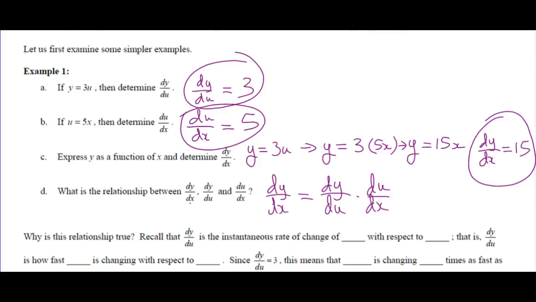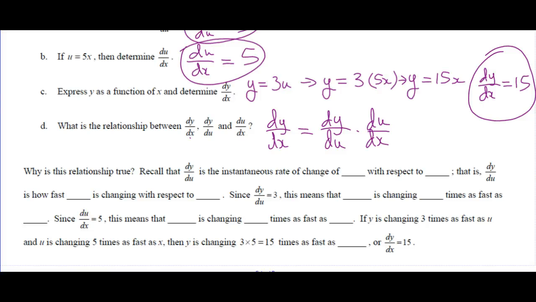So why is this relationship true? Well, recall that dy by du is the instantaneous rate of change of what? Y with respect to u. Yeah. So that is dy by du is how fast y is changing with respect to u. Since dy by du is equal to 3, this means that y is changing 3 times as fast as u.